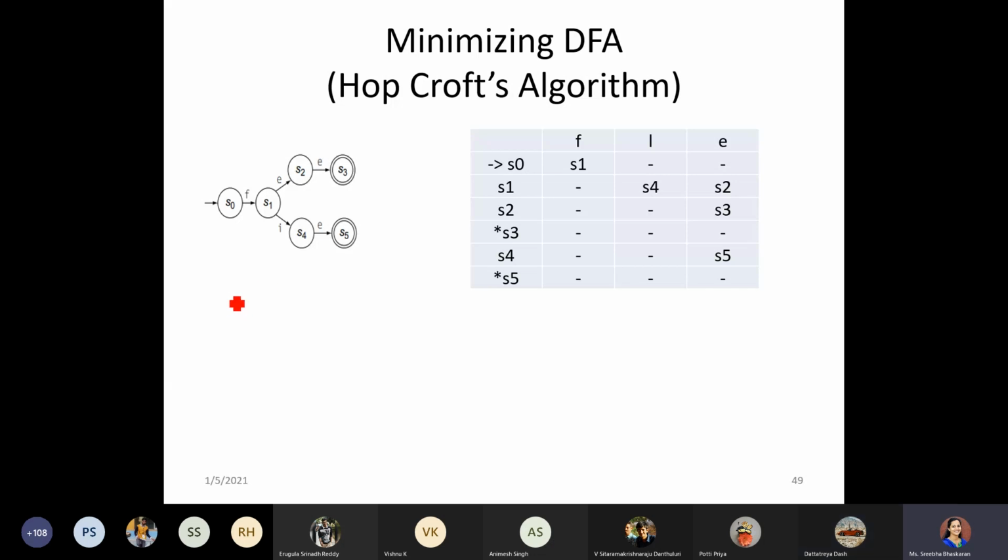First group which we are making: non-final and final states. So S0, S1, S2, S4 will be one group, the non-final states. We can put it under curly braces. Next is the second group, S3, S5.